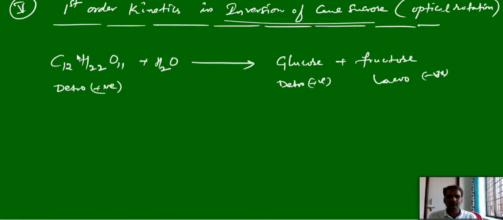Let us assume the specific rotation of sucrose is R naught S, and for glucose R naught G, and for fructose R naught F. Let us assume like this, and their optical rotation values they will give. And again we will go with initial concentration. This is A, and after some time this is A minus X, and X amount of glucose and X amount of fructose can be formed. At infinity it is nothing, and this is A and this is A.